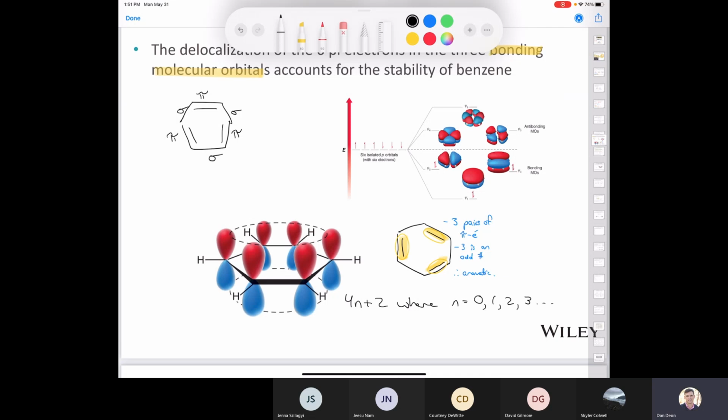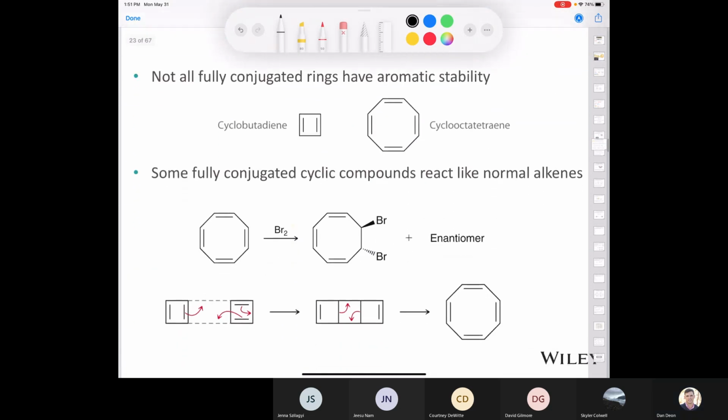So if I have n equal to 1, I have 4 times 1, which is 4, plus 2 is 6. Therefore, 6 pi electrons, therefore a Hückel number. Okay, so it works both ways. Whereas here, this doesn't fit the 4n plus 2.